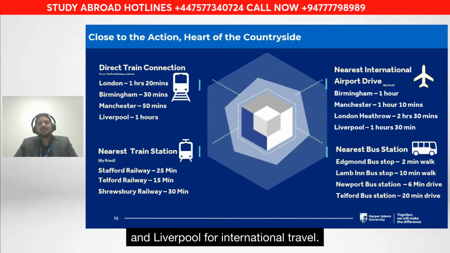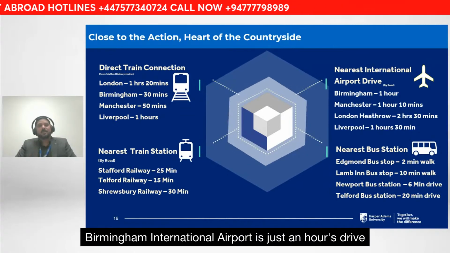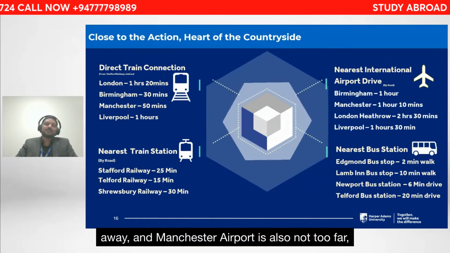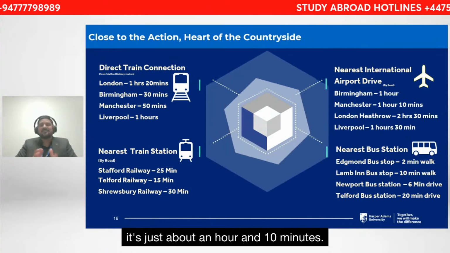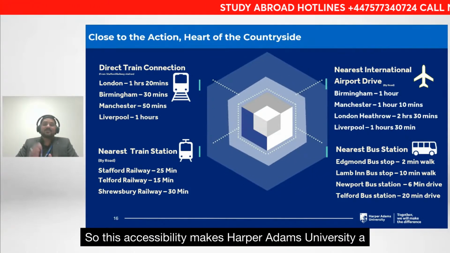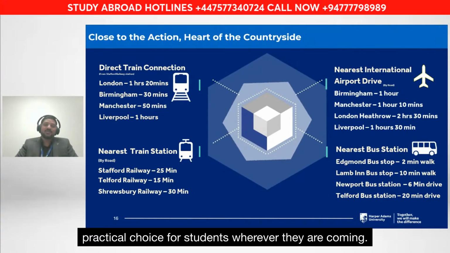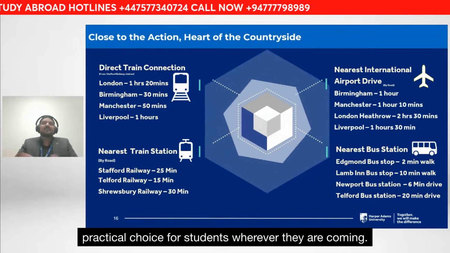For international travel, Birmingham International Airport is just an hour's drive away, and Manchester Airport is also not too far. It's just about an hour and 10 minutes. So this accessibility makes Harper Adams University a practical choice for students wherever they are coming from.